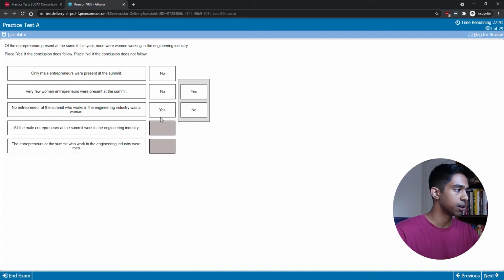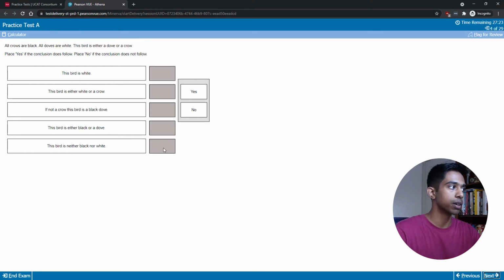Because none were women, yeah. All the male entrepreneurs at the summit work in the engineering. This is also not true. There's nothing to suggest that. The entrepreneurs at the summit who work in the engineering industry were men. Yes, that would also be true.